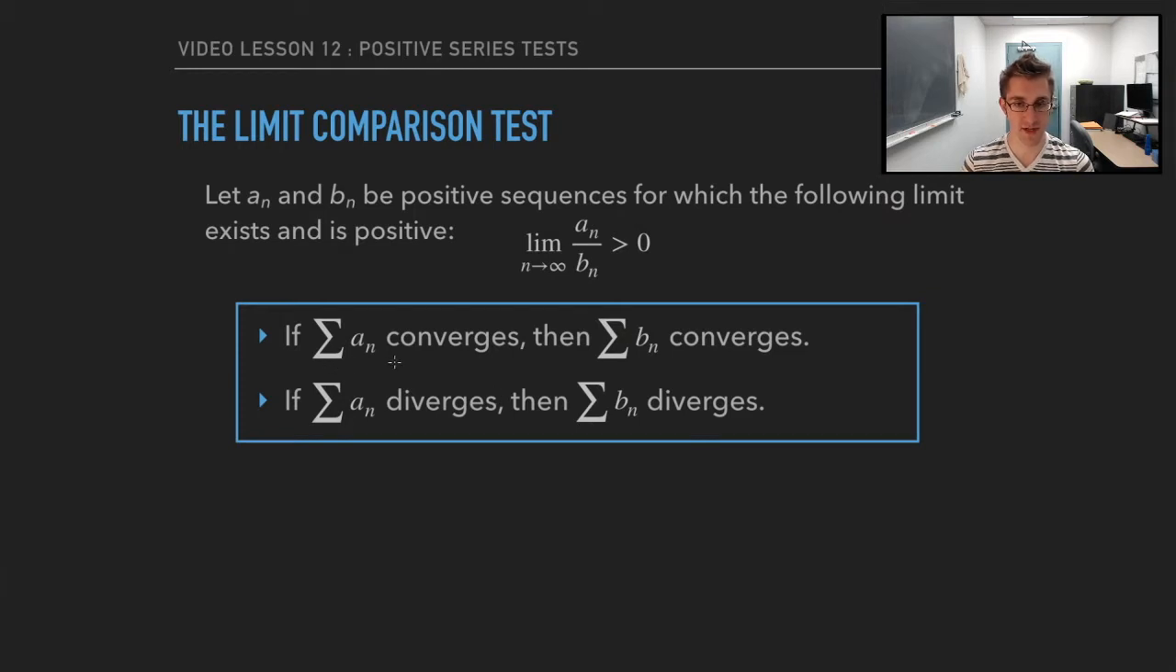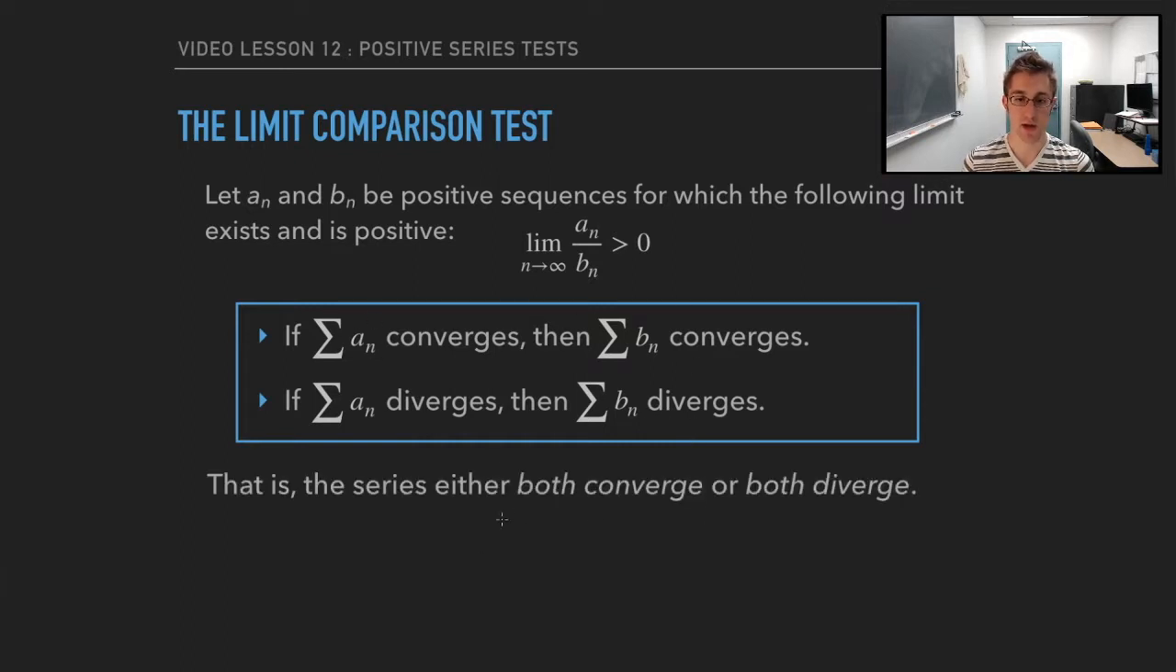If one of the series converges, then the other one does, and if one of the series diverges, then the other one does. So actually you can switch a and b here too. In other words, the series either both converge or both diverge. So the idea is I have some series that I want to find out whether it converges, and I find another series that I know converges or diverges, and compute this limit. And if I get a positive number, then I can use the knowledge of the first series to get knowledge about the second one. Here's an example.